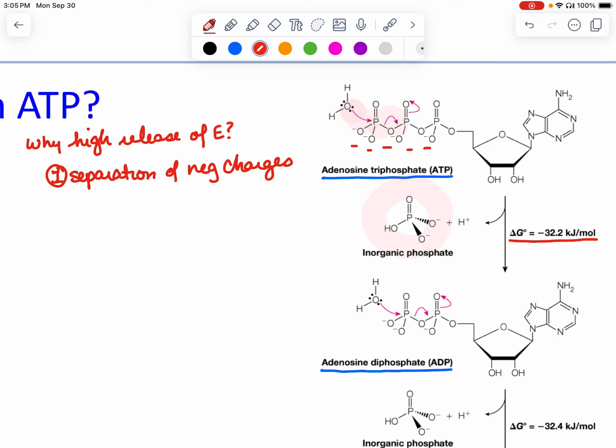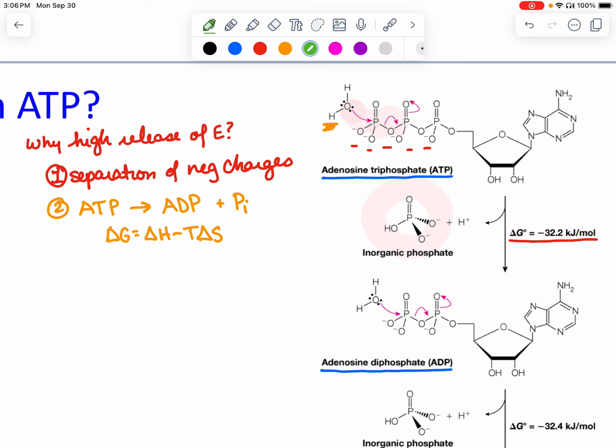A second thing we can look at is the fact that we started with one ATP molecule and we're forming two molecules. So the entropy factor plays a role here. If you remember, delta G equals delta H minus T delta S. Since our entropy is increasing, that is contributing to making delta G more negative. The water doesn't really count because it's really part of our solvent. So we've got one molecule going to two molecules.